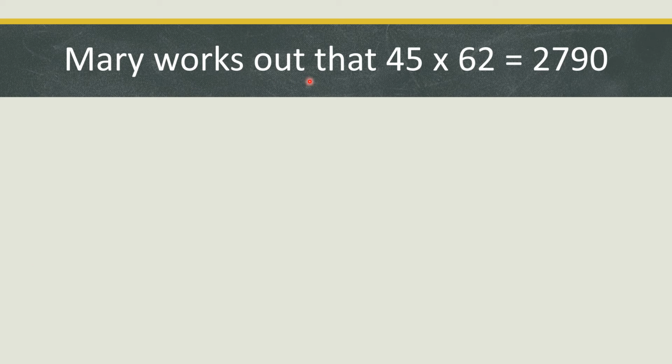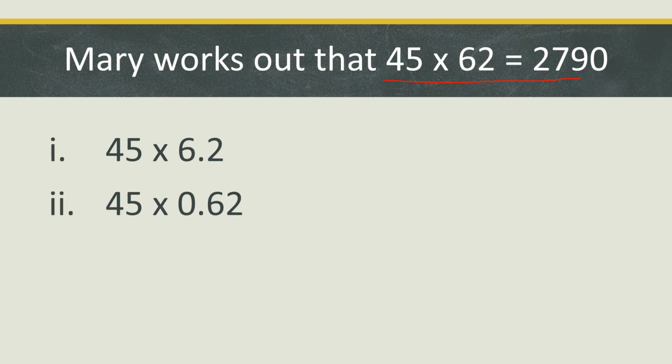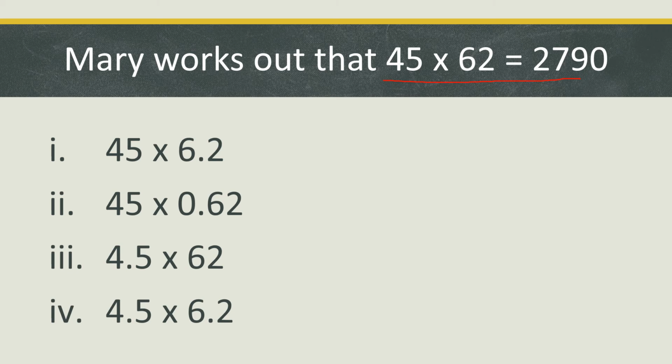Mary works out that 45 multiplied by 62 is equal to 2790. So by using this, you need to answer the questions here. I'll be revealing the answers in a short while.